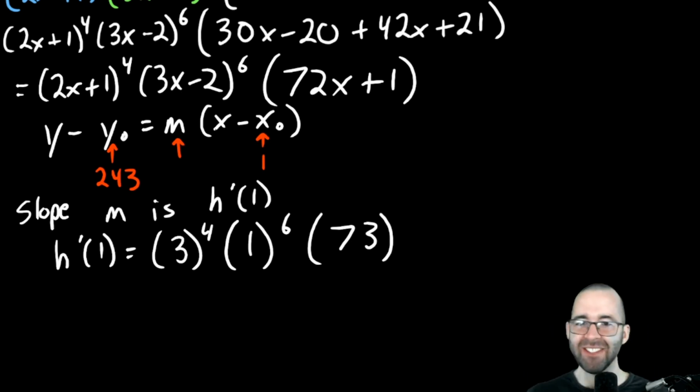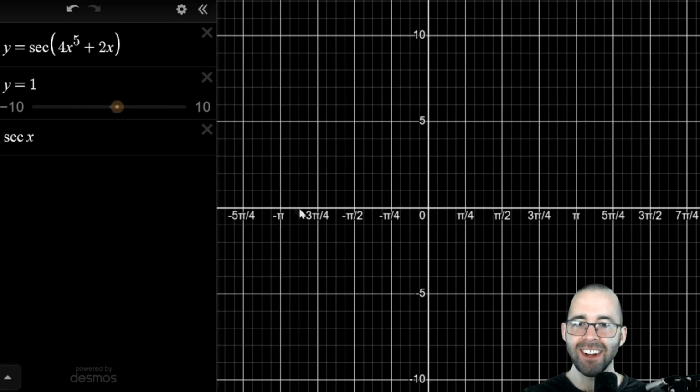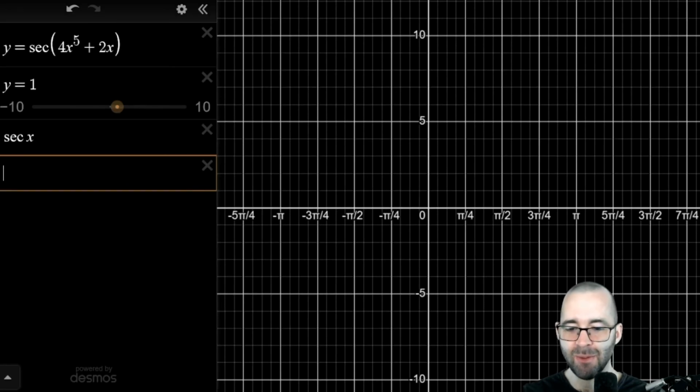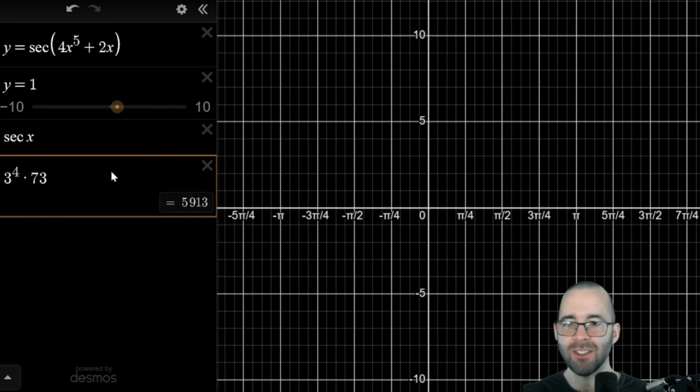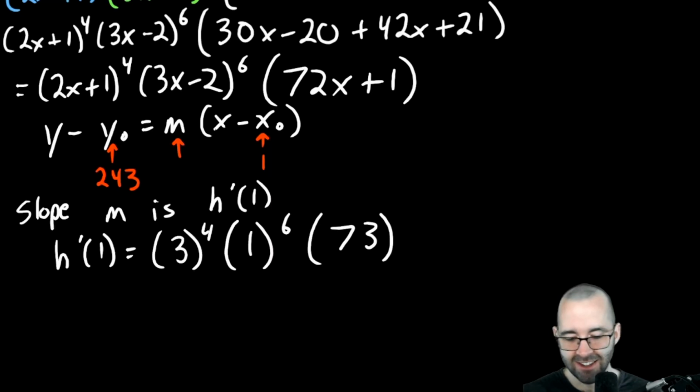I'm not doing this one in my head. Gosh, wow. I'm a little nervous about this problem. It's a messy problem. There's a lot of places to mess up. 3 to the 4th. This is why we're checking our answer. Times 73. 5913 is our slope.